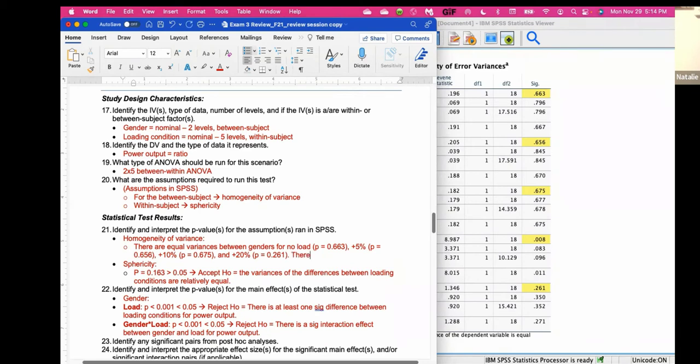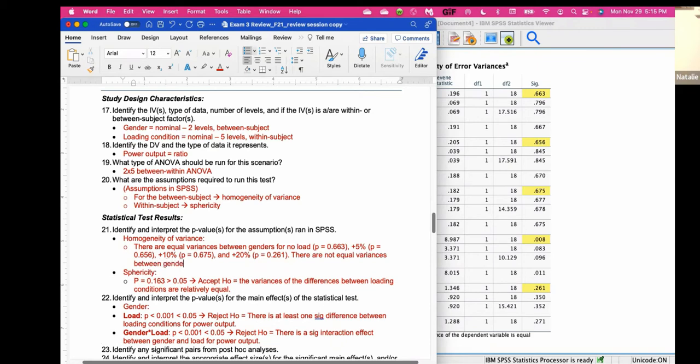So there are not equal variances between genders for the, there it is, 15% condition, and that had a p-value equal to 0.008.